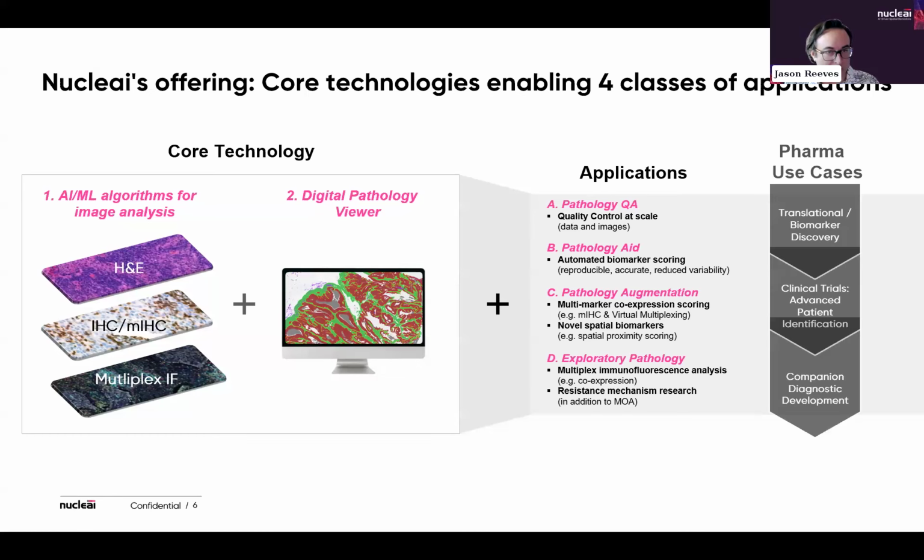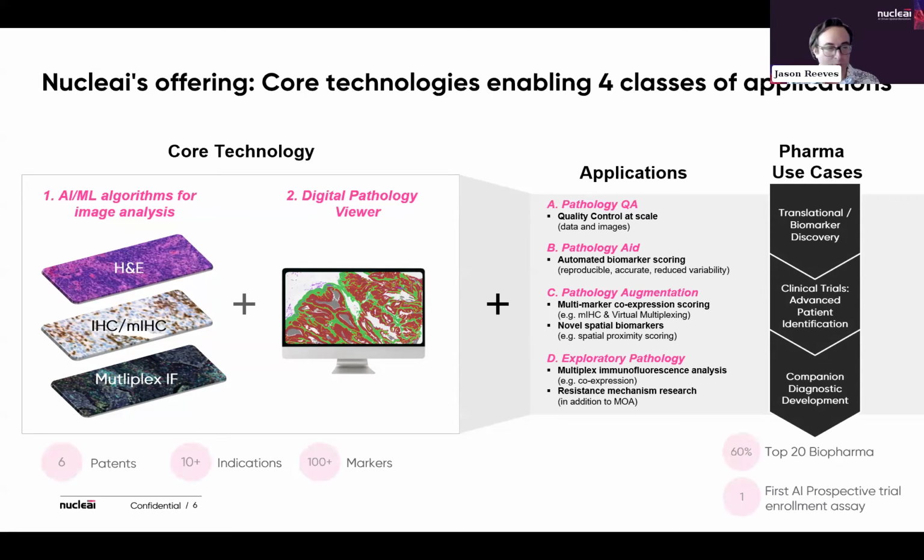ADC or IO development. And we work across the space to make sure that we can enable our pharma sponsors across the development journey of these drugs. We work with them for biomarker discovery and translational research all the way through potential companion diagnostic development. And we have several patents, indications, and markers that have been tested across the board with our models. So this is robust to the different types of tissues, the different types of markers that might be of interest for you. And we're working with over 60% of the top 20 biopharma in the space, including that prospective trial that I mentioned earlier.